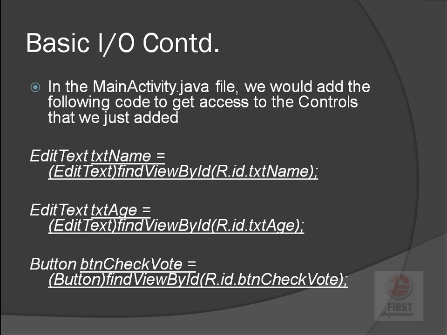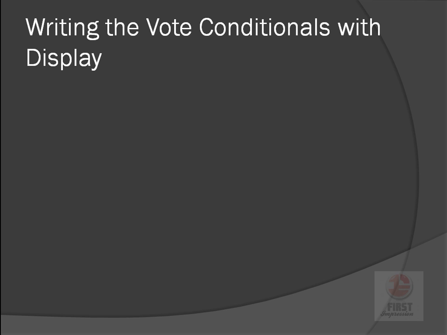So far so good. We have created the layout in the activity main.xml file and we have created the Java code inside the MainActivity.java file. Now we have to make the layout responsive. That is, whenever a person clicks on check vote, he should be informed whether he can vote or not depending upon the age given as input. So let's display the vote with conditionals.